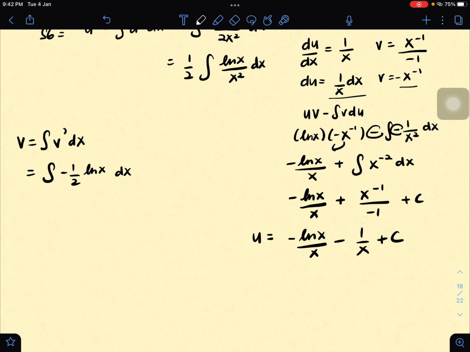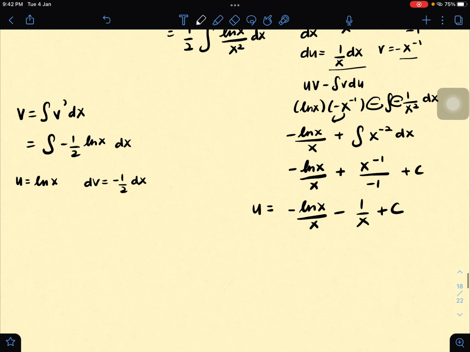Okay, so kita akan pilih kita punya u adalah ln x, kita punya dv adalah negative 1 over 2 dx. So kita akan differentiate u dapat du dx, differentiate ln x dapat 1 over x. So du sama dengan 1 over x dx. Okay, integrate dv, awak akan dapat integrate negative 1 over 2. So awak akan dapat v, which is negative 1 over 2 x. Okay, integrate constant, just tambah x lah.